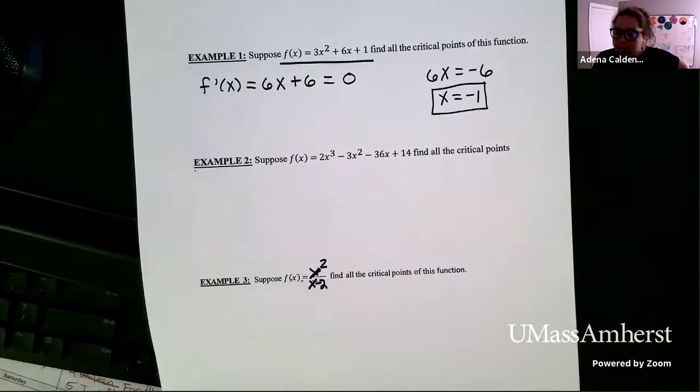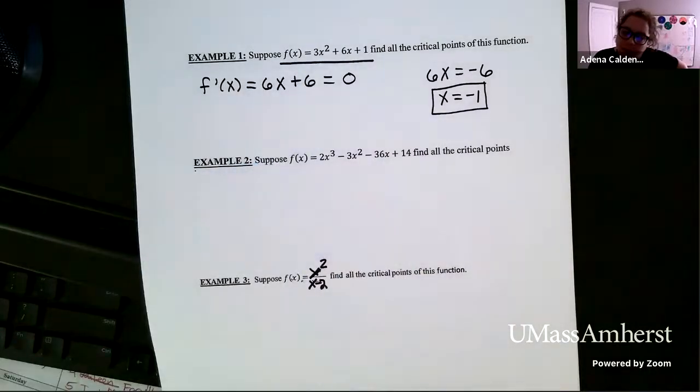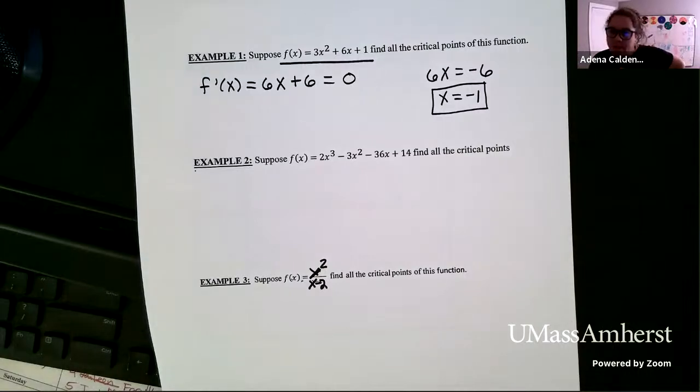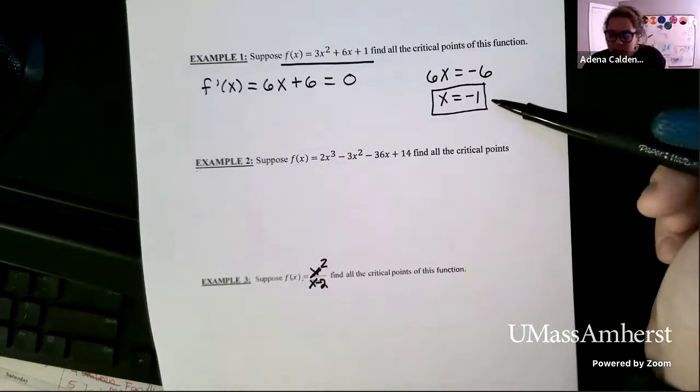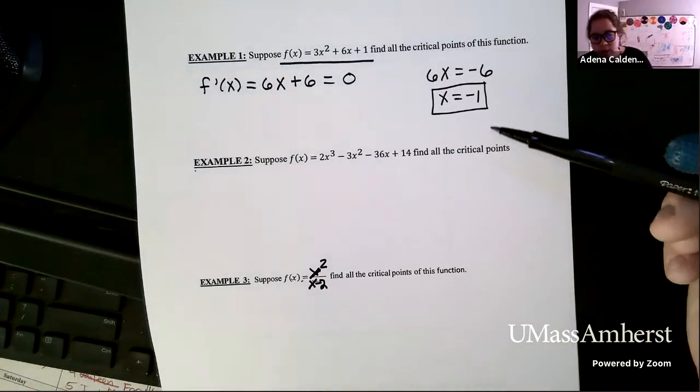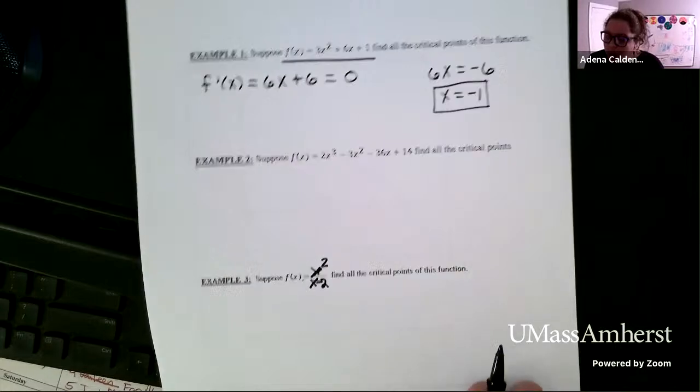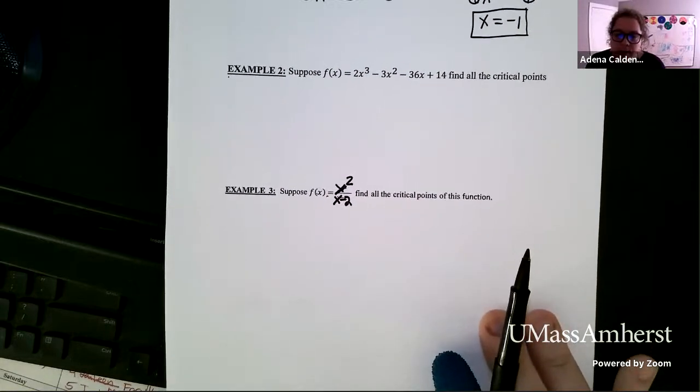So what that tells me is that for this particular function, at -1, I'm going to have a horizontal tangent line. I don't know yet if it's a local max or a min, but at -1, I have this horizontal tangent line.